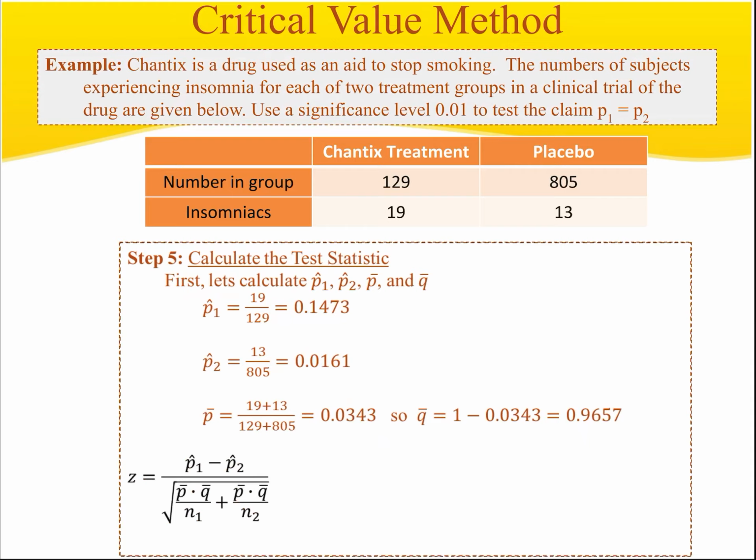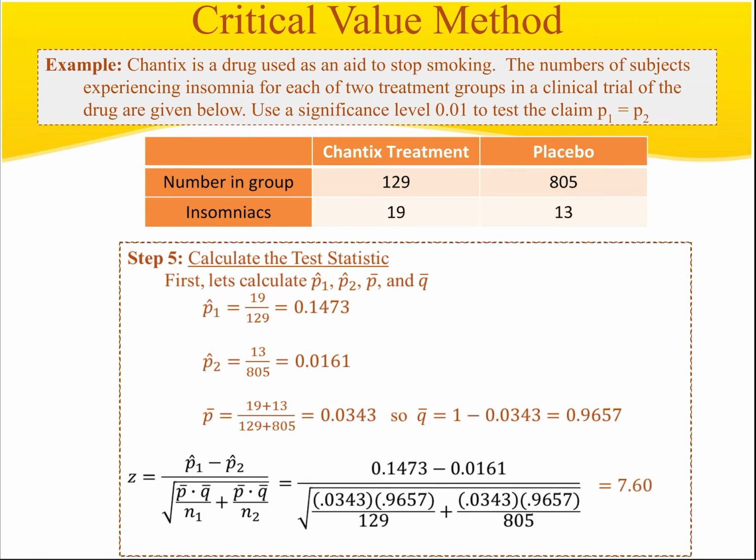Okay, let's find the test statistic. So, using our formula for test statistic, 19 insomniacs out of 129 total receiving the treatment, compared to 13 insomniacs out of 805 total in the placebo group. The pooled proportion is 19 plus 13 over 129 plus 805, which is 0.0343, and q bar is the complement of that, 0.9657. And we're plugging all that in with our n values, and we get a very large z-value of 7.60.